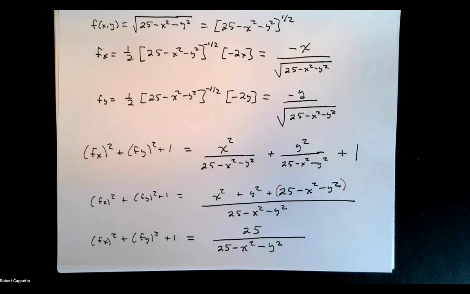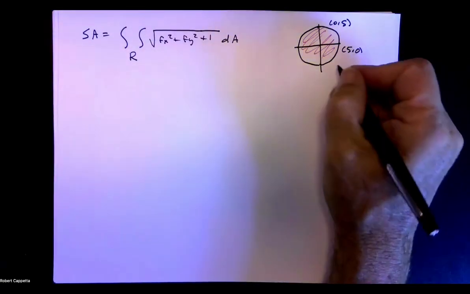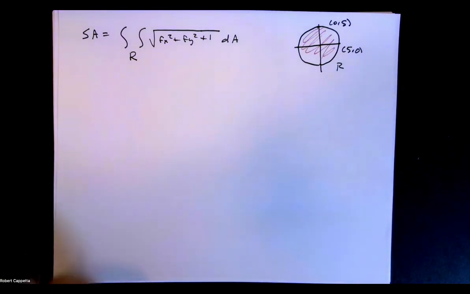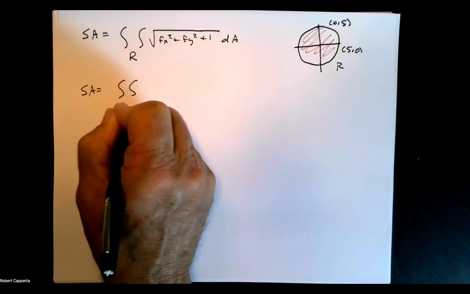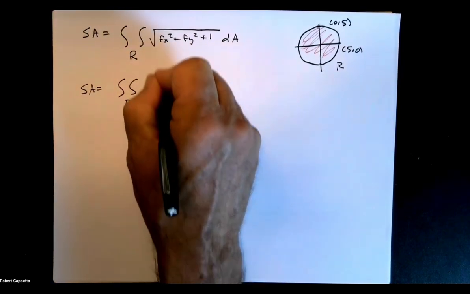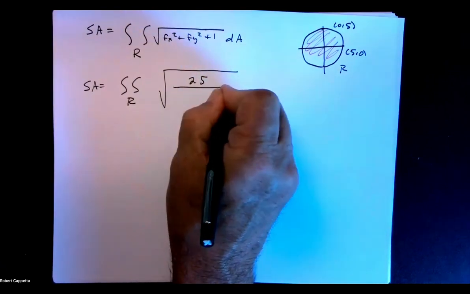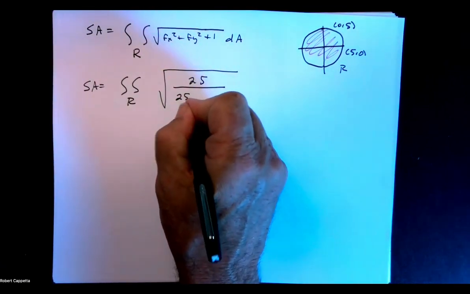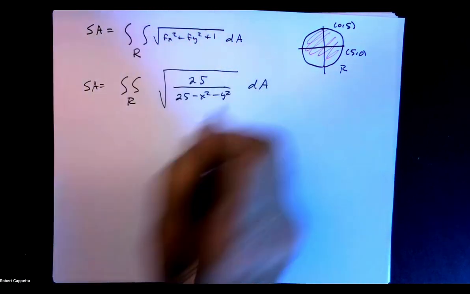So let's go ahead and look at our formula for surface area. The surface area equals that double integral over R of the square root of f sub x squared plus f sub y squared plus 1 dA, and there is our region R. So let's make our substitution from the previous work. So the double integral over R of the square root of 25 over 25 minus x squared minus y squared dA.